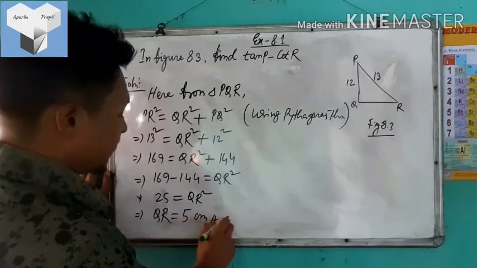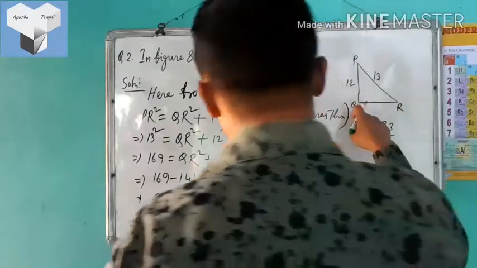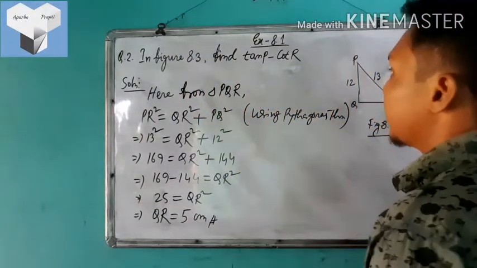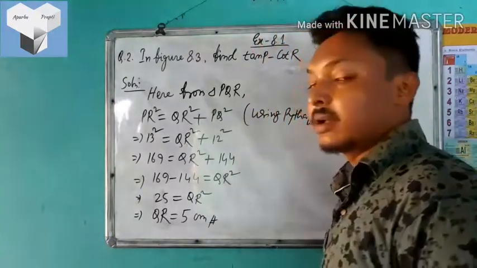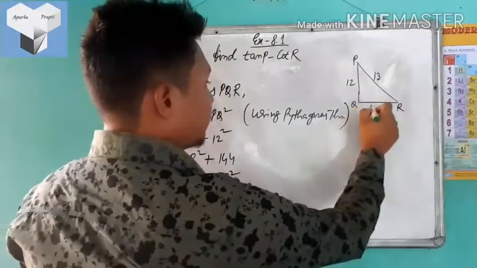Now we have got the value of QR. Now using the value of QR, PQ and PR, we can find the tan ratio of angle P as well as the cot ratio of angle R. So QR is 5 centimeter.